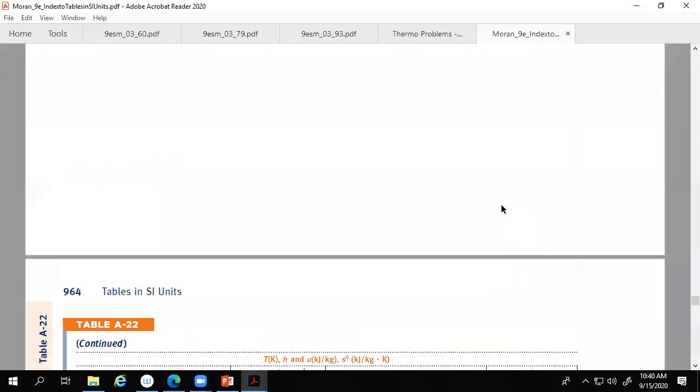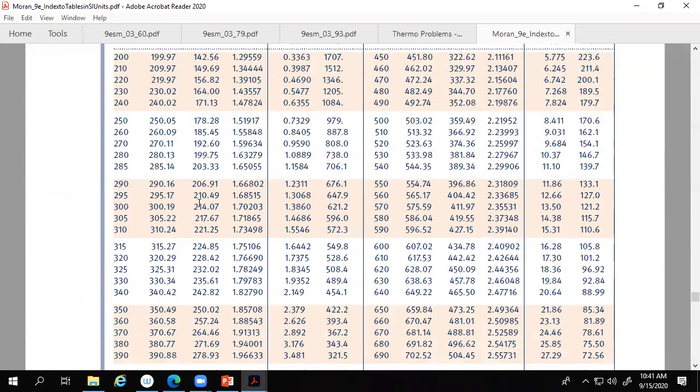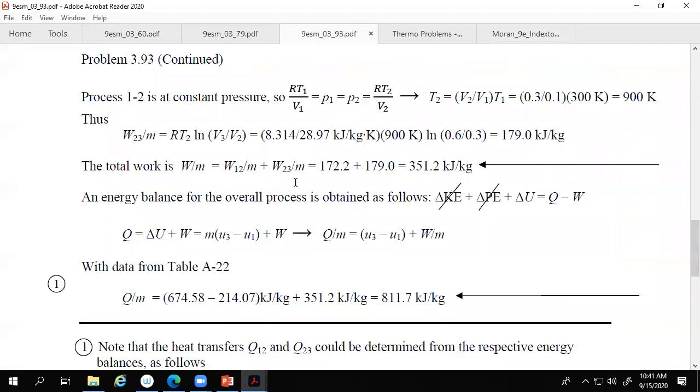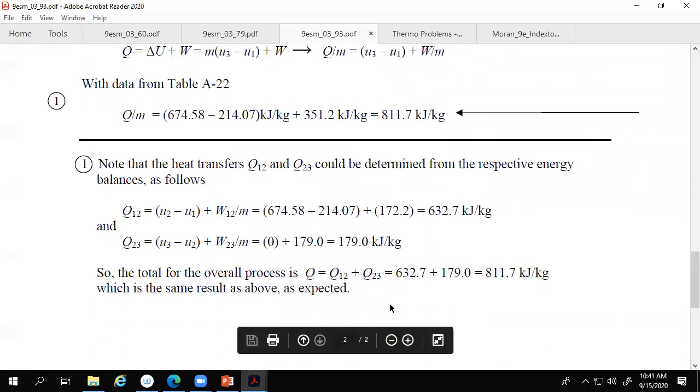Okay. And this is air. So let's see. Well, here's 900, 674.58, where that number came from right there. And we got the 300 number. I think we looked up the 300 number before, 214.07. Okay. There we go. 674.58, 214.07. And that's already in kilojoules per kilogram. So we're good to go there. There's the net work. Add them on, you get the net heat transfer, 811.7. And he's got a little note down here.